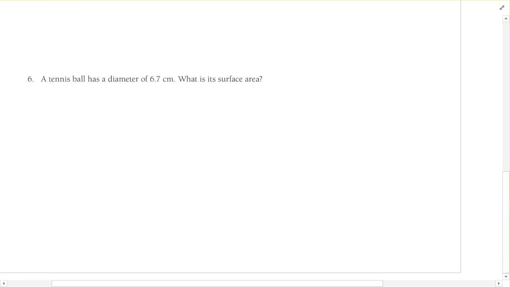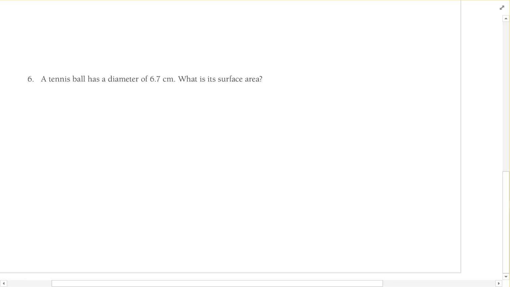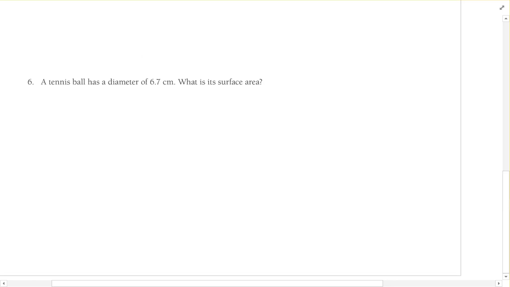Number 6, again, I think is pretty straightforward. Just make sure you get it right on your formula sheet. So this guy. A tennis ball has a diameter of 6.7 centimeters. What's its surface area? So go ahead and answer number 6 now.